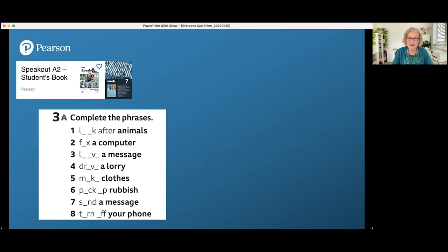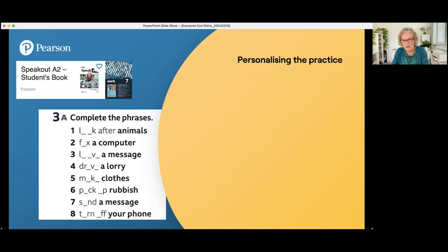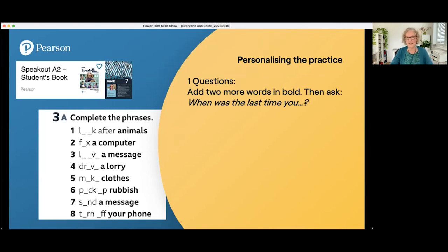I'm going to show you three of my favorite ways to personalize, and you'll recognize these from Speakout. So these are the three that I like the best. First of all, turn them into questions. In this particular example, we ask them in Speakout to add 2 more words in bold. So look after animals, look after children, look after my house while I'm away, fix a computer, fix a bike, fix a problem, etc. But the practice is asking a question. And in the A2 book, we've used when was the last time you, because they've just been learning the past simple. So it's quite a nice way to recycle that as well.